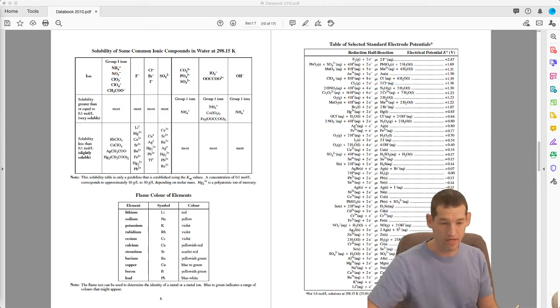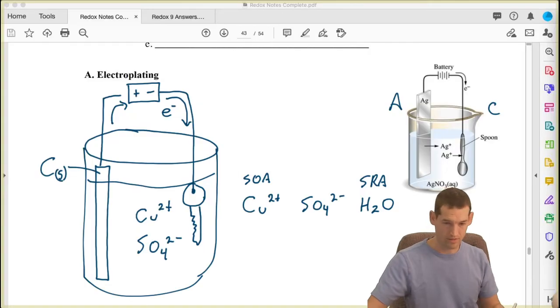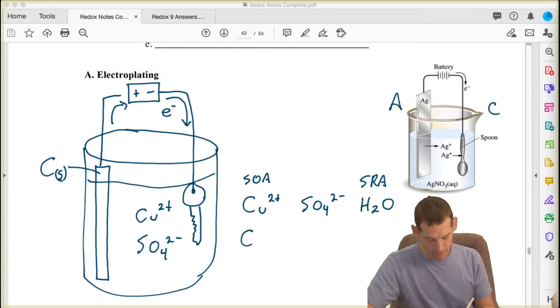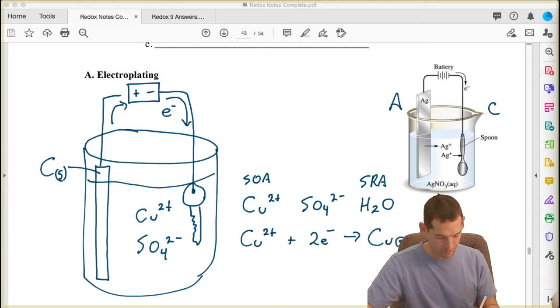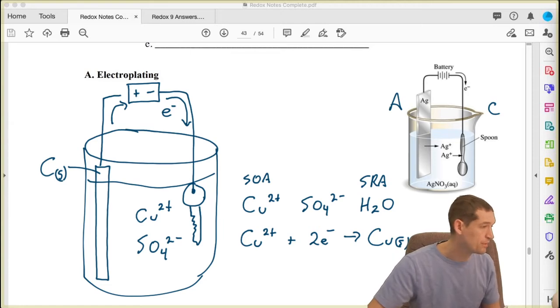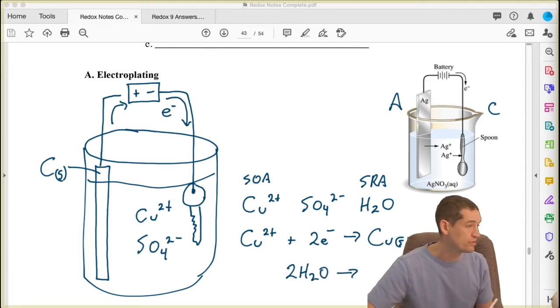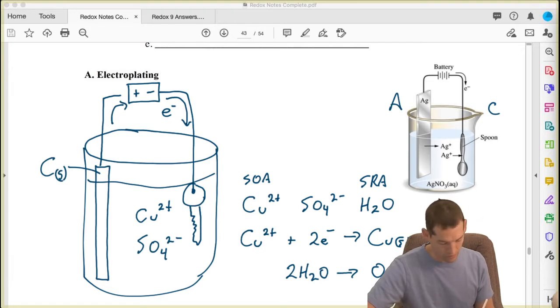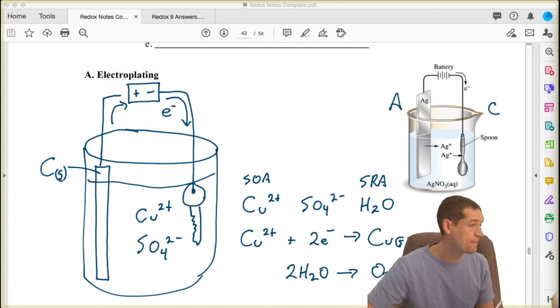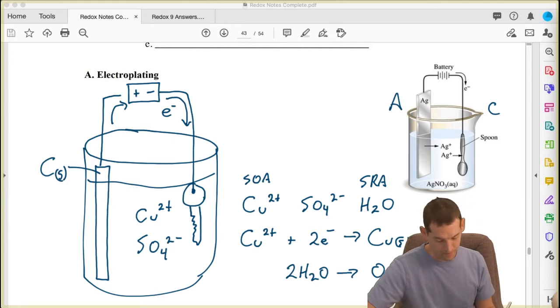So we're going to write our two half reactions. Let's go back to this. So copper 2 plus 2 electrons becomes copper solid. And for the water half reaction, remember this is water as an RA, I have 2H2O is turning into oxygen gas plus 4 H positives and 4 electrons.